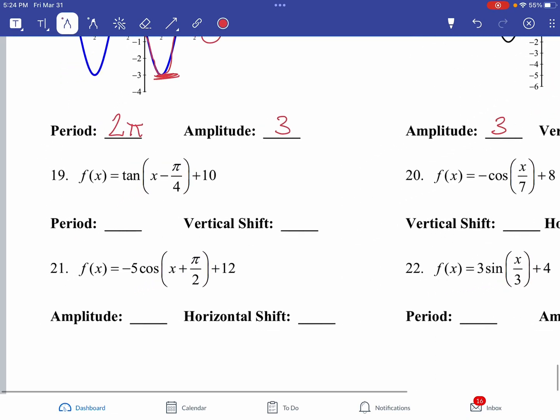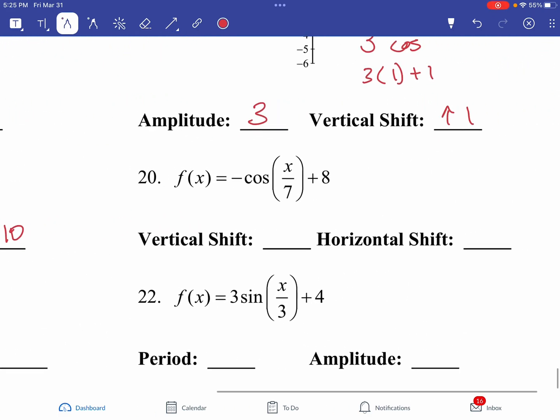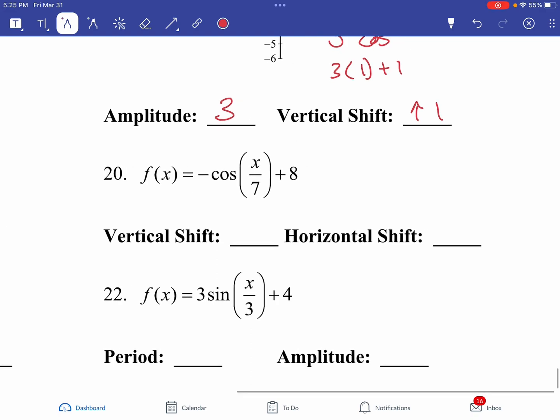Now I'm going to do the equations. The period of a tangent function is pi. Since nothing is being multiplied or divided by the x, that doesn't change. Your vertical shift is the plus 10, so it's going up by 10. Number 20, the vertical shift is the plus 8, so it's going up by 8. The horizontal shift, well, there is none. Nothing is being added or subtracted inside the parentheses, so there is no horizontal shift.